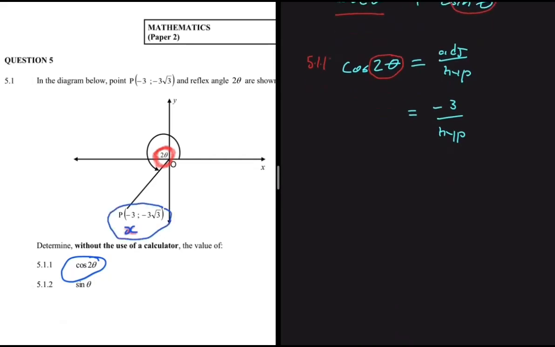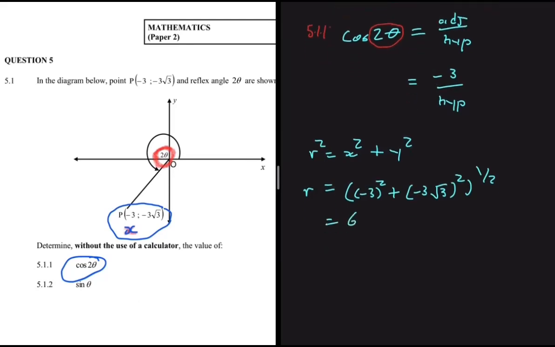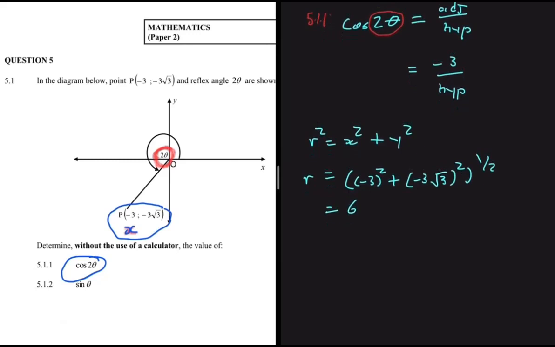So we can say our hypotenuse, so we can say r squared will be equal to x squared plus y squared. So r should be equal to, what is x? x is minus 3, so we have minus 3 squared plus minus 3 square root of 3 squared, everything to the power a half, right? We're taking the square root on both sides, and if you put that in your calculator, you should get r being equal to 6.